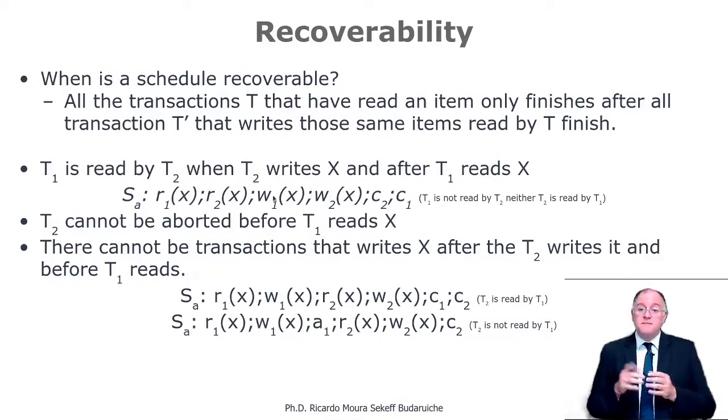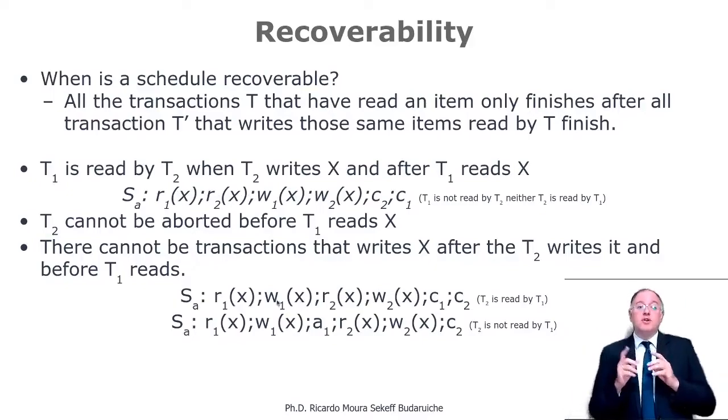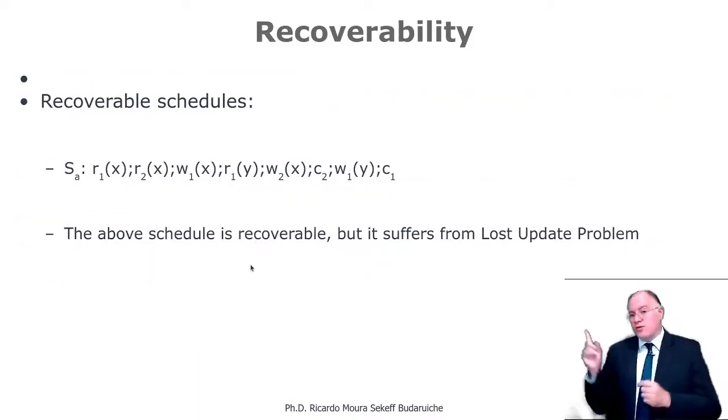In this case, T1 must commit only after T2 is committed, because if T2 aborts after T1 commits, then it would be necessary to abort T1 because of a dirty read. But if T1 was committed here, how could the database system roll back a whole committed transaction? It's impossible. We would break the durability rule. We can see that this schedule here is recoverable.